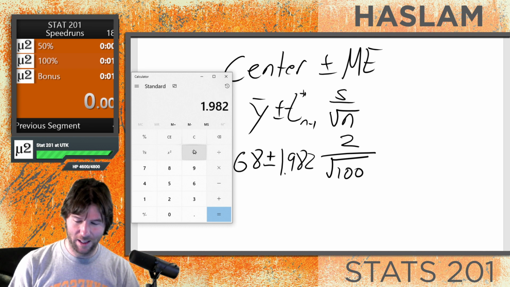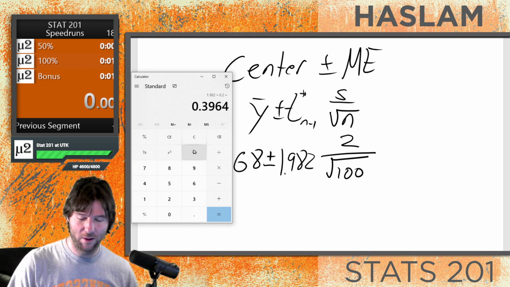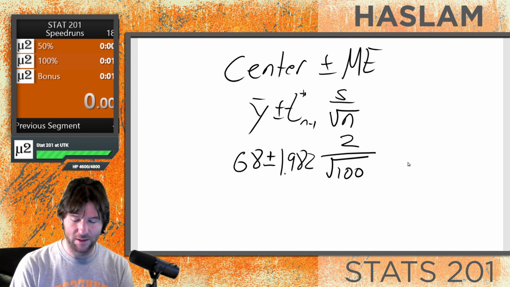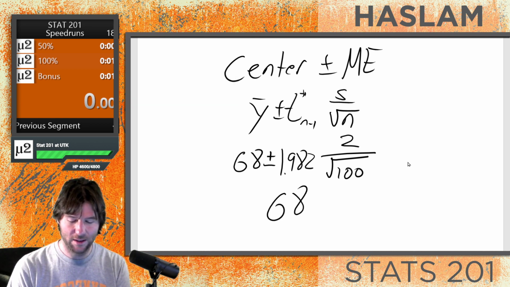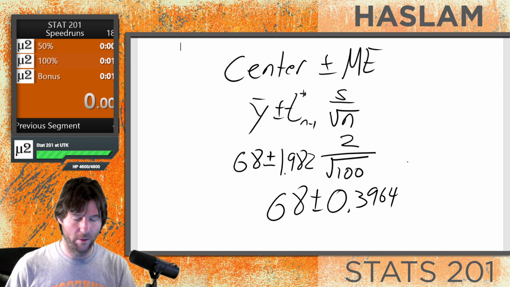So 1.982 times 0.2, 0.3964. So very close to that. It's basically 0.4. But we go in here, 3964, and do 68 plus or minus 3. Nope. Missed the decimal. There we go right there.